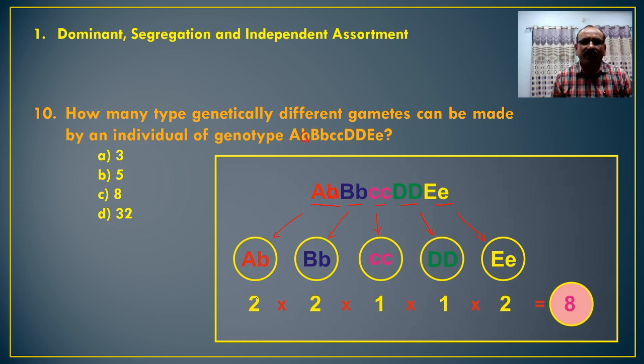Now in the first one there are 2 types, one capital, another small. In the second also 2 types, but in the third both are small, hence 1 type. In capital D again 1 type, and in capital E small e again 2 types. We have to multiply all of these, and the total becomes 8. So whatever genotype is given, through this simple method of calculation we can easily find out how many types of gametes will be formed by the given genotype.